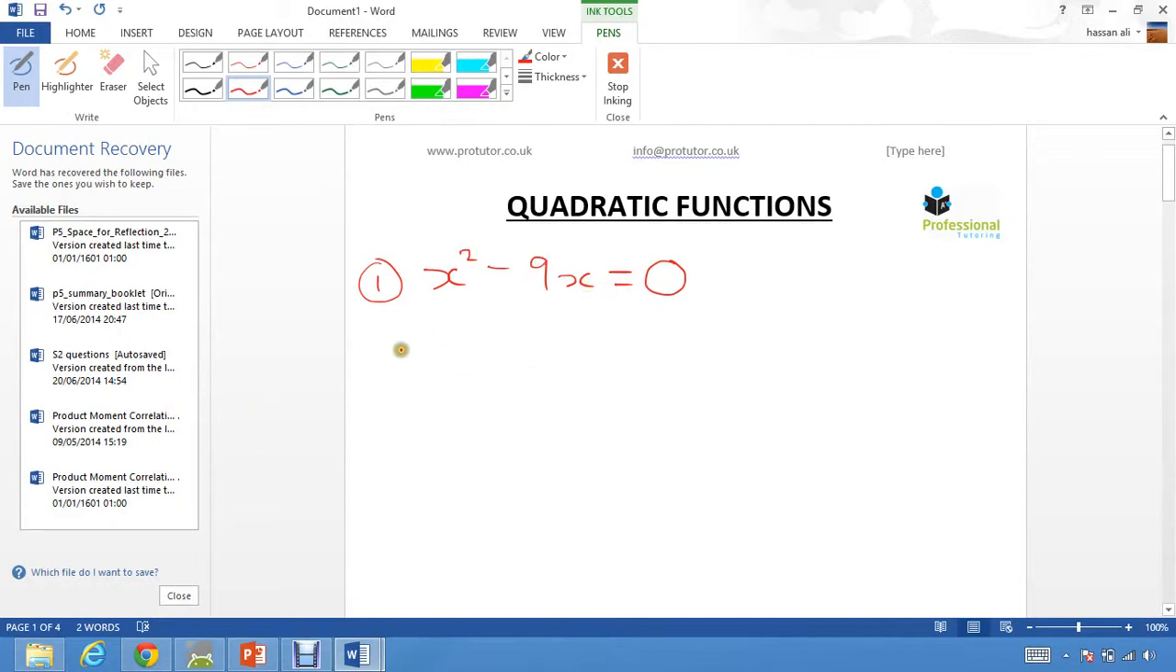Now what's the first thing you can do? What you have to do is factorize this equation here. They can start off by giving it to you like this: x squared equals 9x. So what you have to do is make it look like what you already know, make it equal to 0. The way you do that is take this across, so x squared minus 9x is equal to 0 is where we are.